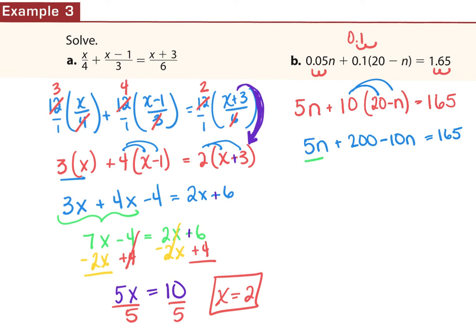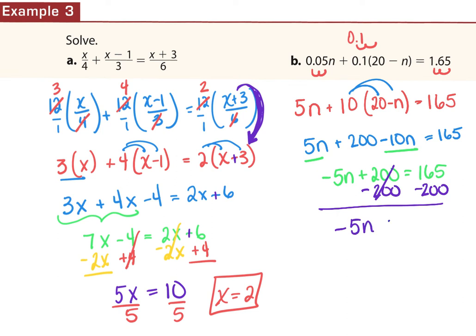Combine my like terms, 5 and negative 10. They're on the same side of the equation, right? So here I'm going to just keep them the same. 5 plus negative 10 gives me a negative 5n plus 200 equals 165. I'm going to move that 200 over because my variables are already by themselves. Negative 5n equals negative 35.